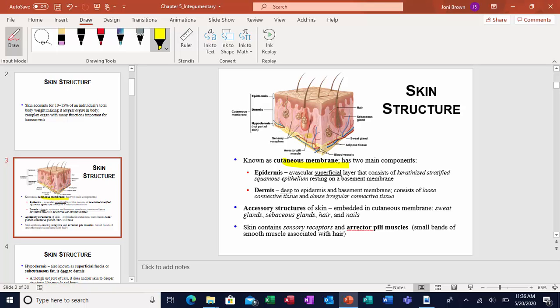It's got two parts. It's got that avascular epidermis, which is keratinized stratified squamous epithelium, and that sits on the basement membrane. And then deeper to that is the dermis, and it's loose connective tissue, that areolar tissue, and dense irregular connective tissue. And there are other structures that are embedded in the skin, such as sweat glands, sebaceous glands that make oil, our fingernails and our toenails and our hair.